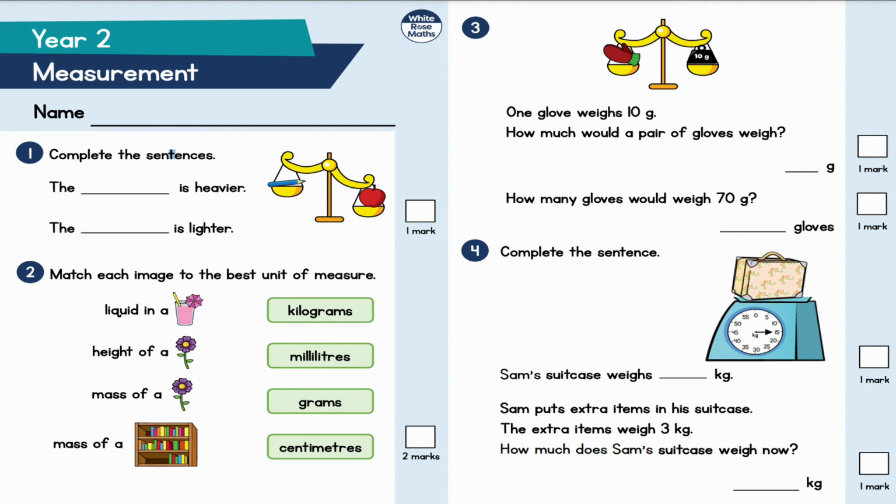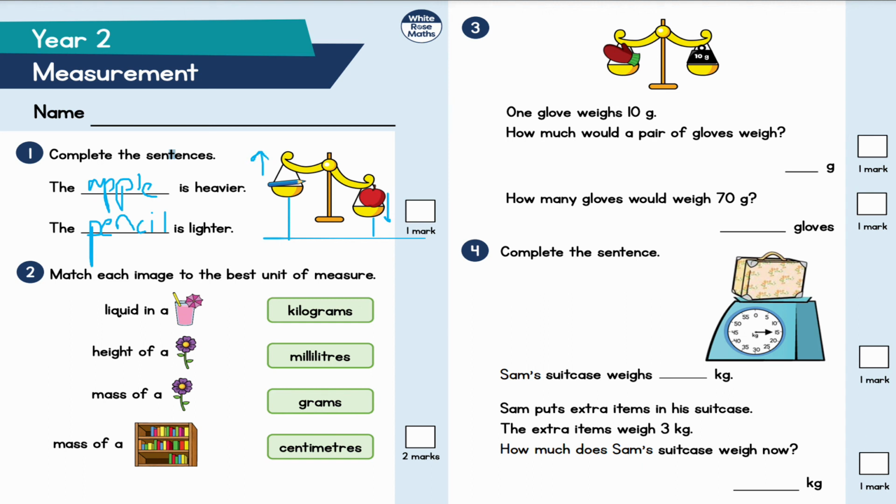This is question number 1. Complete the sentences. The apple is heavier, because if you think about it, this is the ground essentially, so it's how close this is to the ground. This is actually closer to the ground than this is, by length. The pencil, or the crayon you could say, is lighter. So the crayon is lighter, because it's going upwards. So imagine it is like a balancing scale.